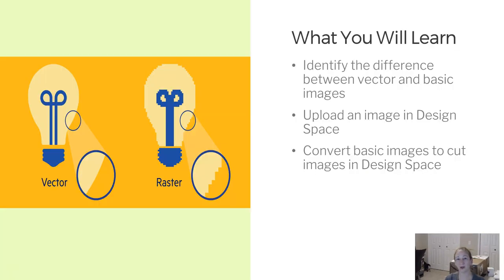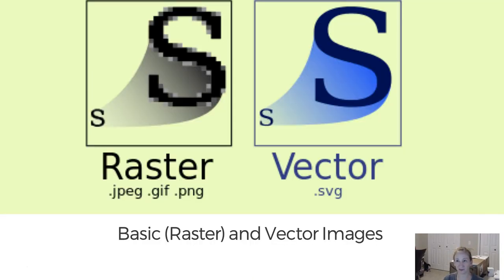What we are going to talk about today is identifying the difference between vector and basic images or raster images, how to upload those images in Design Space, and then how to take those basic images and convert them into a cut image within Design Space.